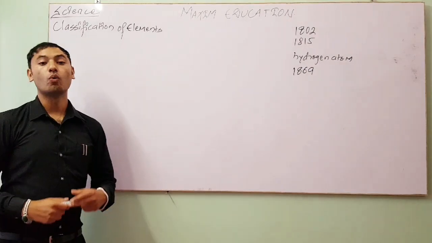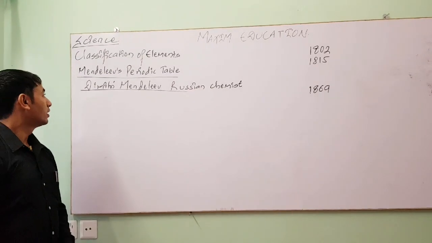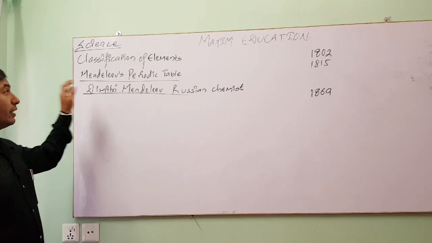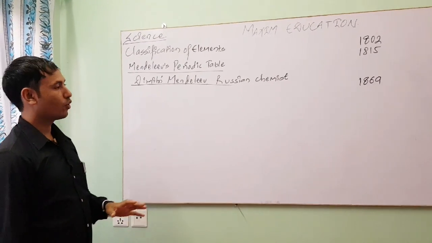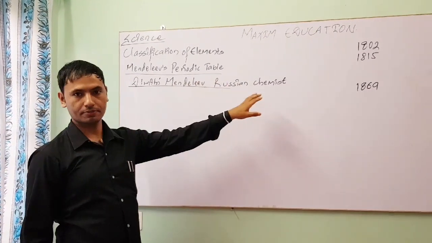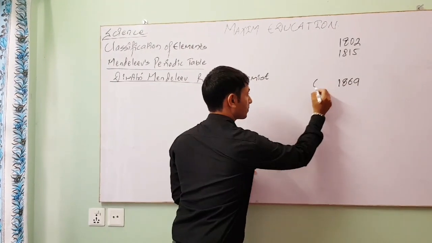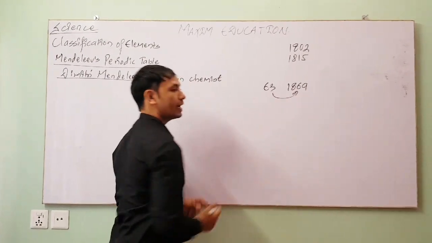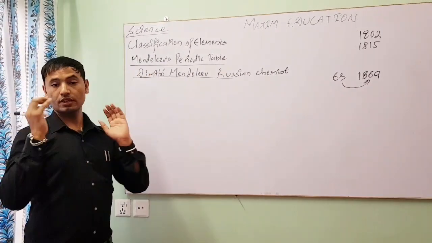This is what we call Mendeleev's periodic table. Mendeleev's periodic table was made by Dmitry Mendeleev, a Russian chemist, and he divided 63 elements in 1869. He was the first person to classify the elements in a tabular structure.